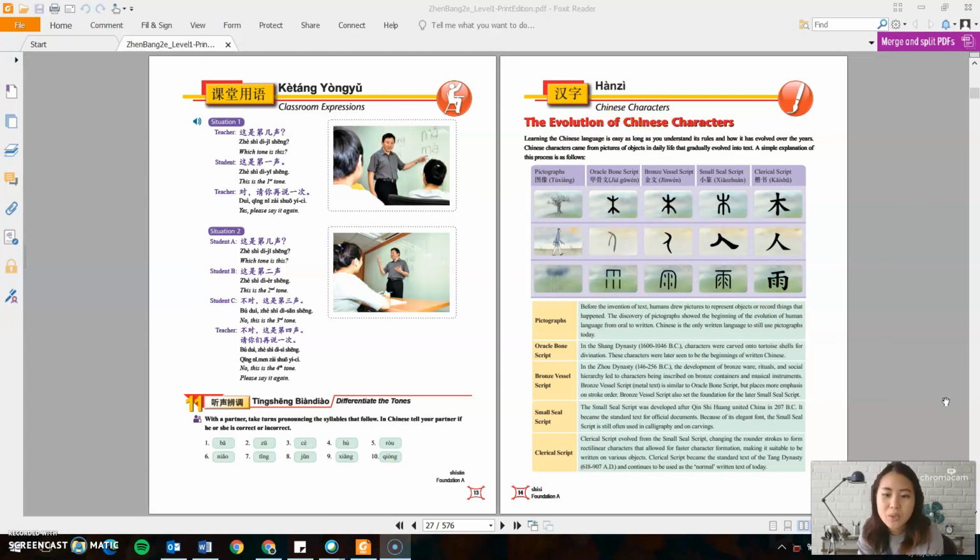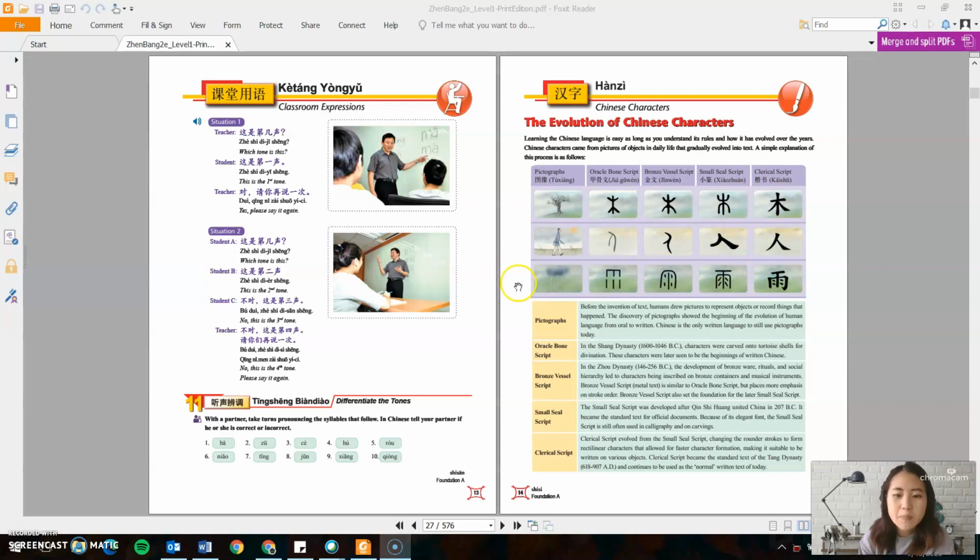Learning the Chinese language is easy as long as you understand its rules and how it has evolved over the years. Chinese characters came from pictures of objects in daily life that gradually evolved into text. A simple explanation of this process is as follows. Pictographs, 图像, oracle bone script, 甲骨文, bronze vessel script, 经文, small seal script, 小篆, clerical script, 楷书.